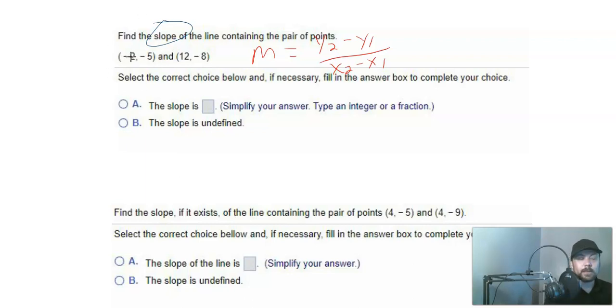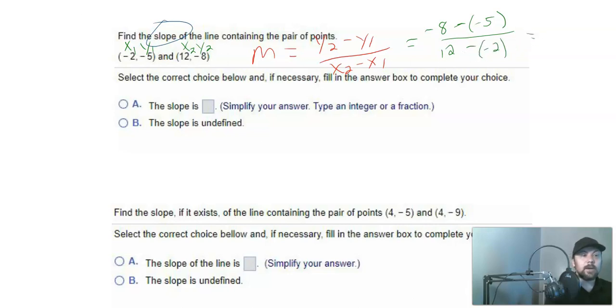So this is our first point. It's an x coordinate and a y coordinate. And because it's our first point, I'm going to put 1s on those. This is my second point. It's an x coordinate and a y coordinate. And because it's the second point, I put 2s on those. And so I plug them in the way they're labeled. So y2 is -8. I don't even have to really think about it at this point. I just go with the labels, right? -8 there for y2 minus y1, which is -5. All right, so that's what we get on top. On the bottom, we have x2, which is 12, minus x1, which is -2.